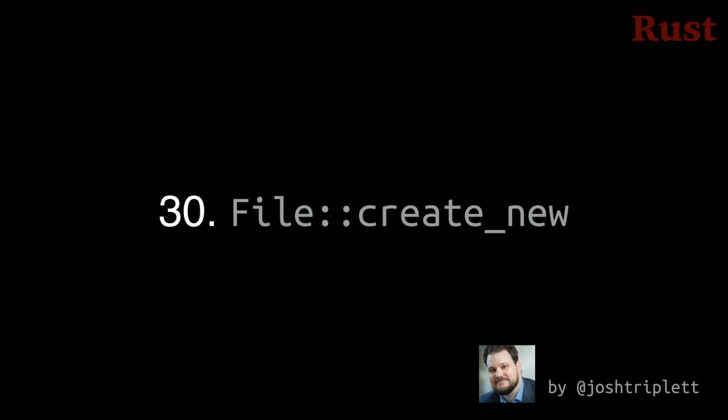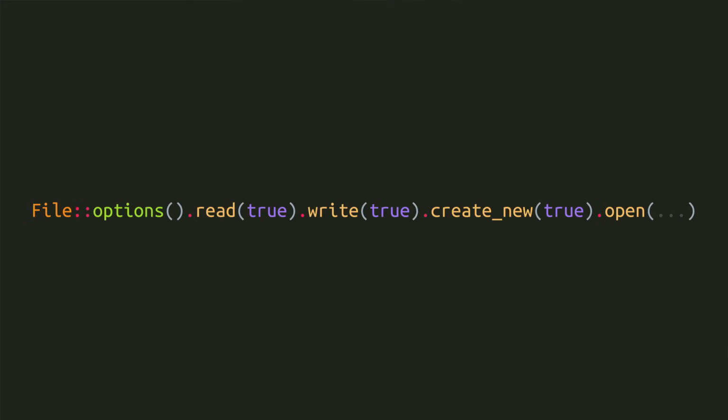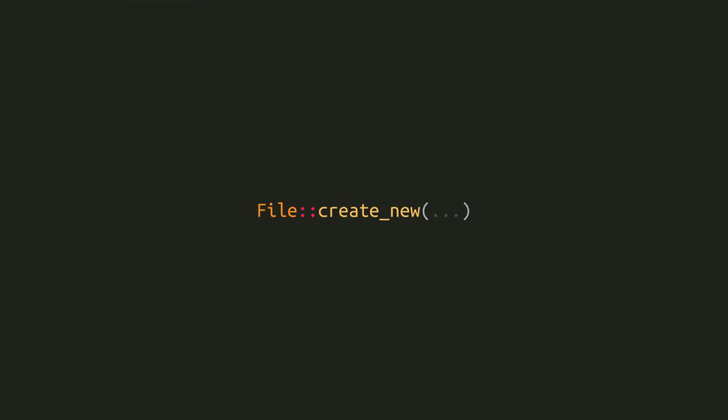Number 30. File create new was stabilized. There's already a create method for the file struct, but that method will open the file if it happens to already exist. If you want to guarantee that you create a new file, up until now you had to do File, OpenOptions, read true, write true, create new true, open, and then pass in your file name. That's kind of a mouthful. So now we can just do File create new, which is a much nicer alternative.